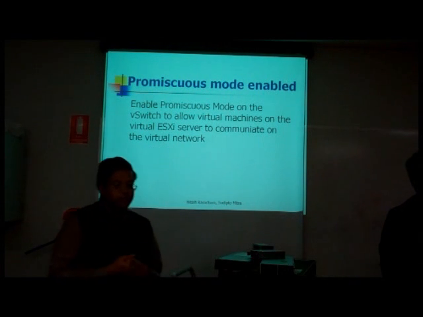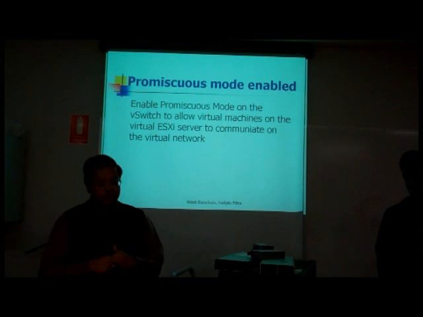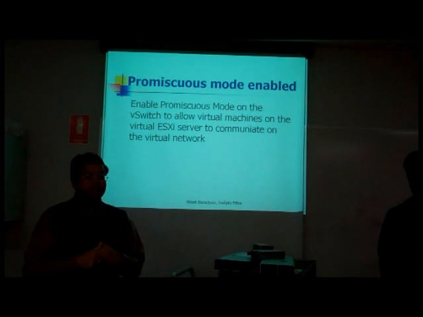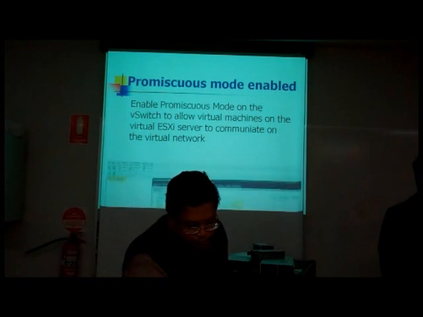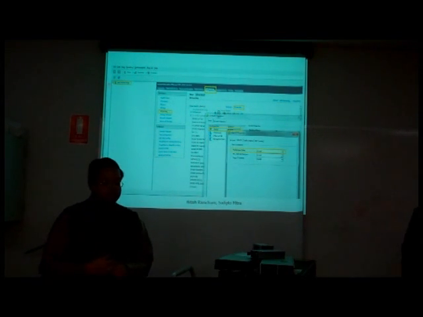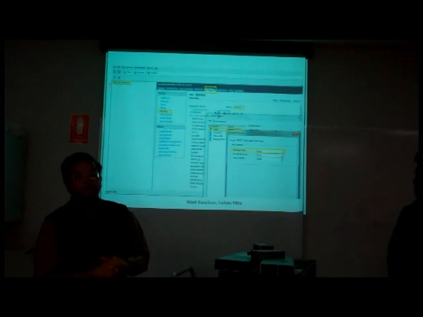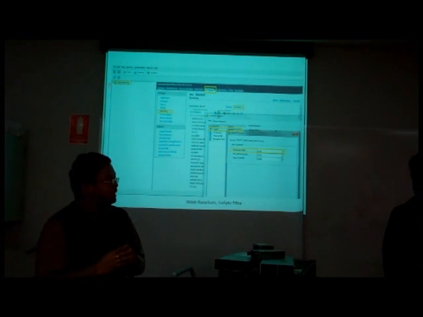The next problem we faced was that, because we were running multiple instances of nested virtual machines, the nested virtual machines could not communicate with each other. To allow them to communicate, we had to turn promiscuous mode on. To do that, we went to Configuration, Properties, vSwitch, and basically accepted promiscuous mode. When we did that, all the virtual machines could talk on the virtual network.